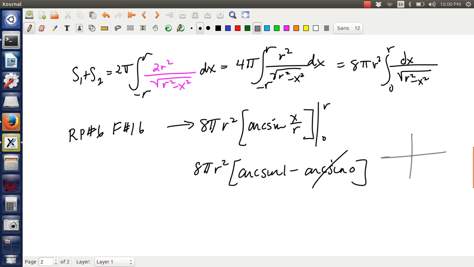This is what sine looks like. A little piece of it goes from -1 to 1. The angle whose sine is 1 is pi over 2. So that's how we know. So what we end up with is 8 pi r squared times pi over 2, which is 4 pi squared r squared, as promised.